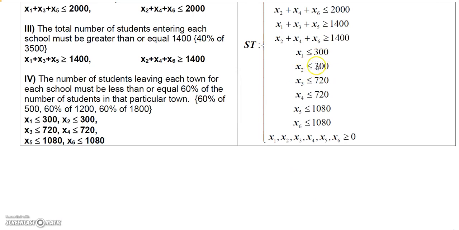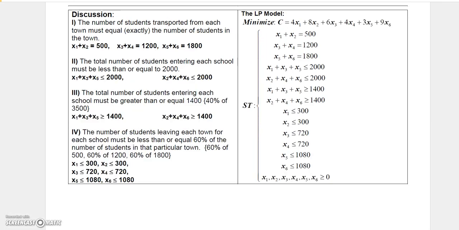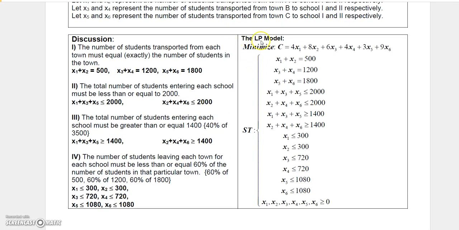And then if you put all of those together, you get x1 must be less than or equal to 300, x2 must be less than or equal to 300, x3 must be less than or equal to 720, x4 must be less than or equal to 720, x5 must be less than or equal to 1,080, x6 must be less than or equal to 1,080, and then all of your x's must be non-negative, because you've got to have your non-negative constraints. And so that's how we set up that linear programming model.